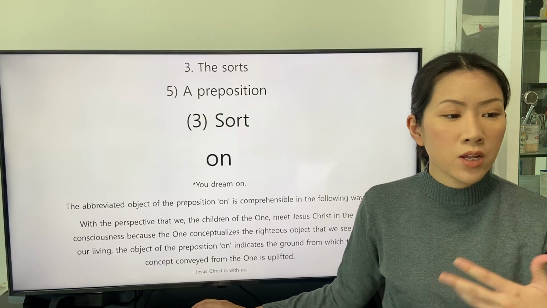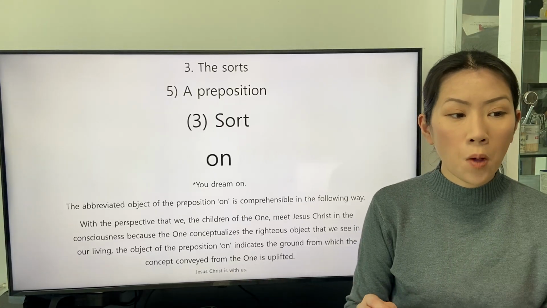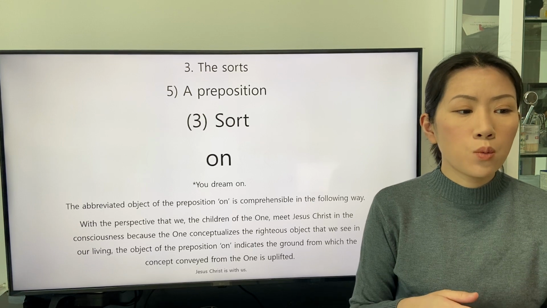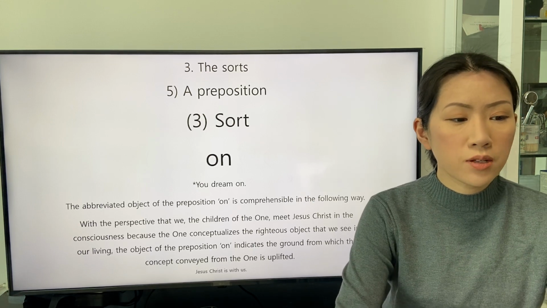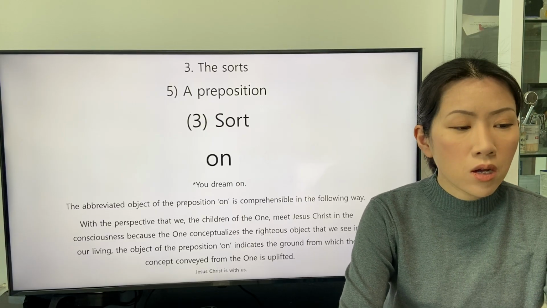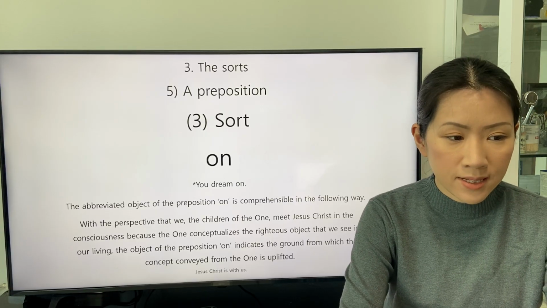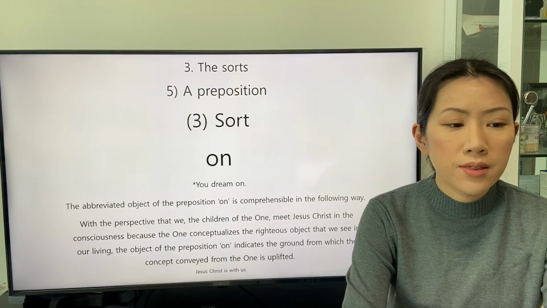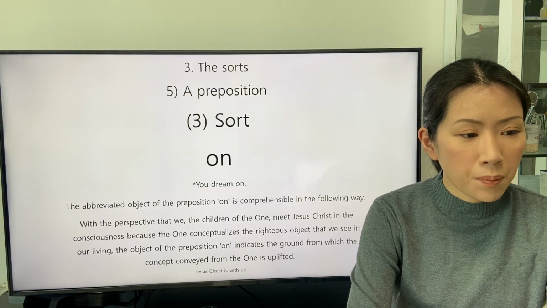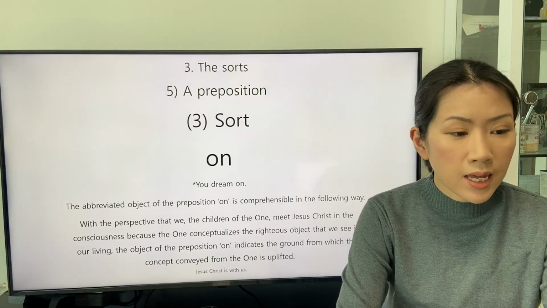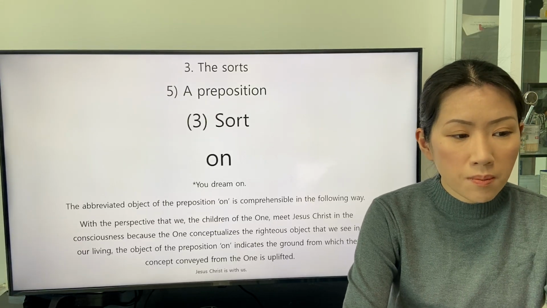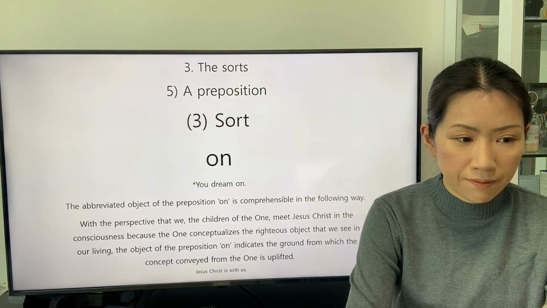The abbreviated object of the preposition on is comprehensible in the following way. With a perspective that we, the children of the One, meet Jesus Christ in the consciousness, because the One conceptualizes the righteous object that we see in our living, the object of the preposition on indicates the ground from which the concept conveyed from the One is uplifted.